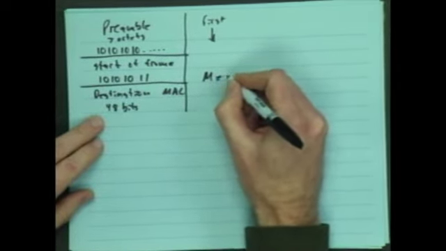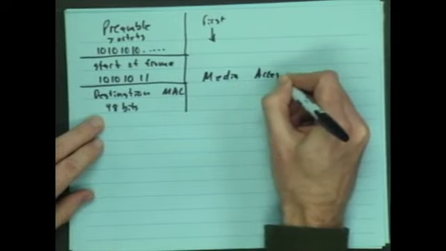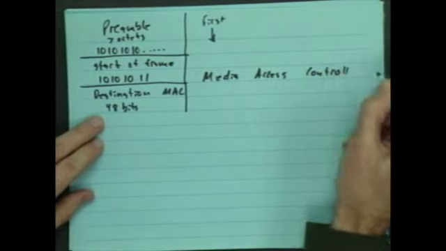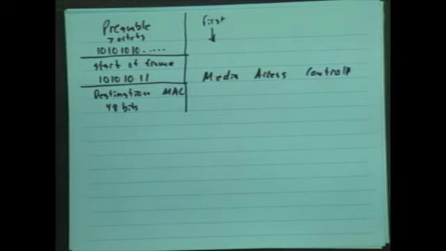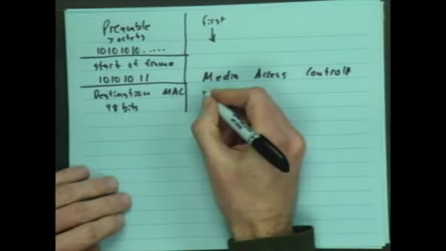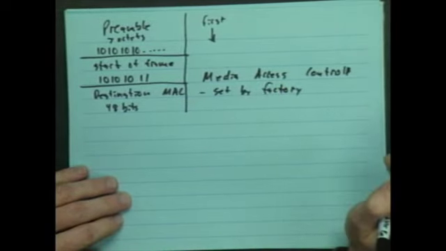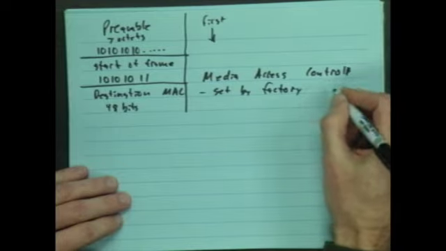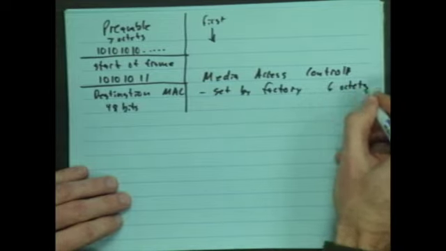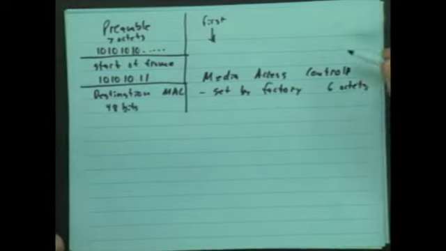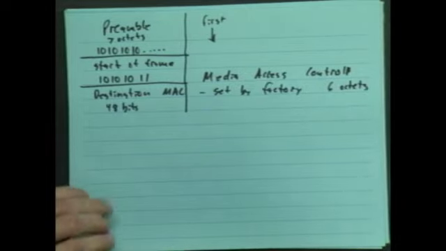MAC address. Media access control is what MAC stands for, except there's only one L on it. No one cares about media access control, though. It's MAC address. This is set by the factory. All right? So it's our 6 octets. And what they do there is, each manufacturer is given a certain sort of first few octets, and then they can set the remaining octets themselves. So it's set by the factory, 6 octets.